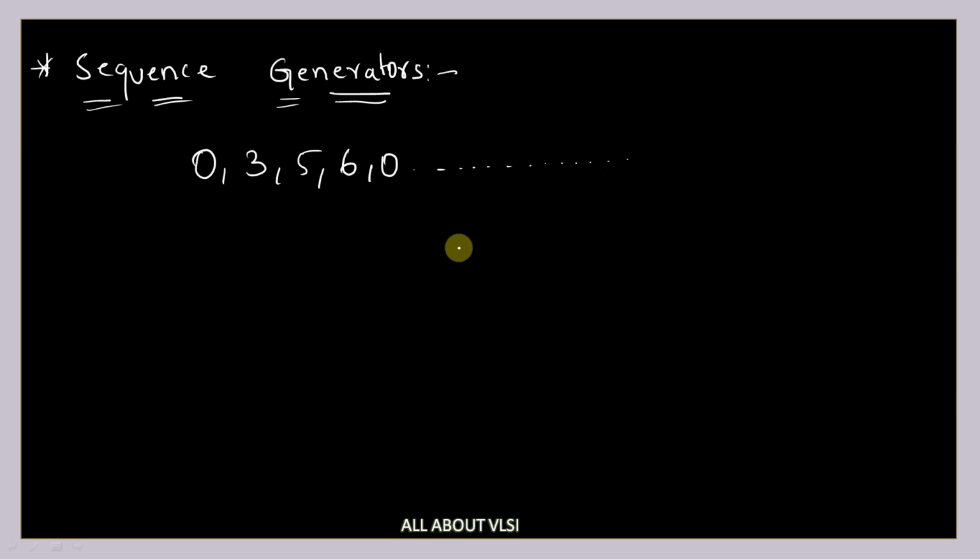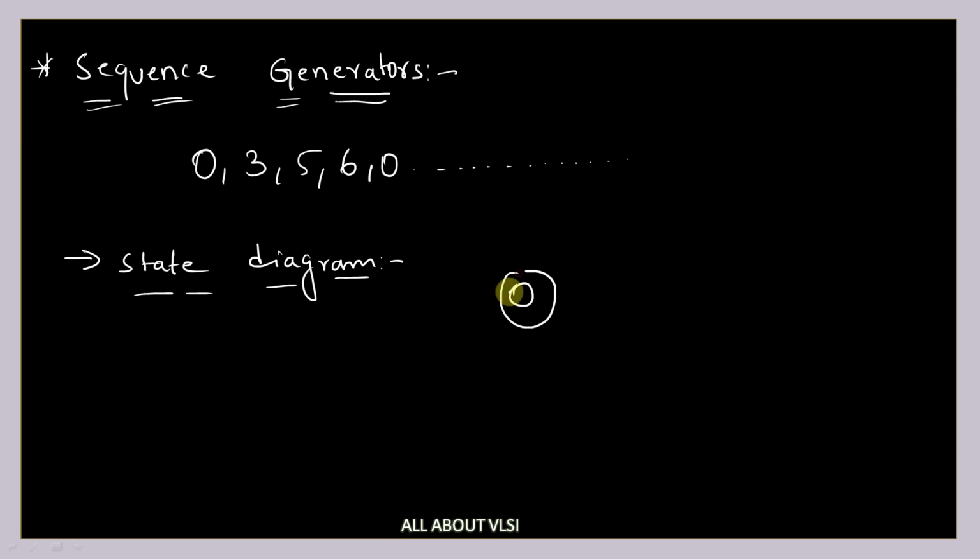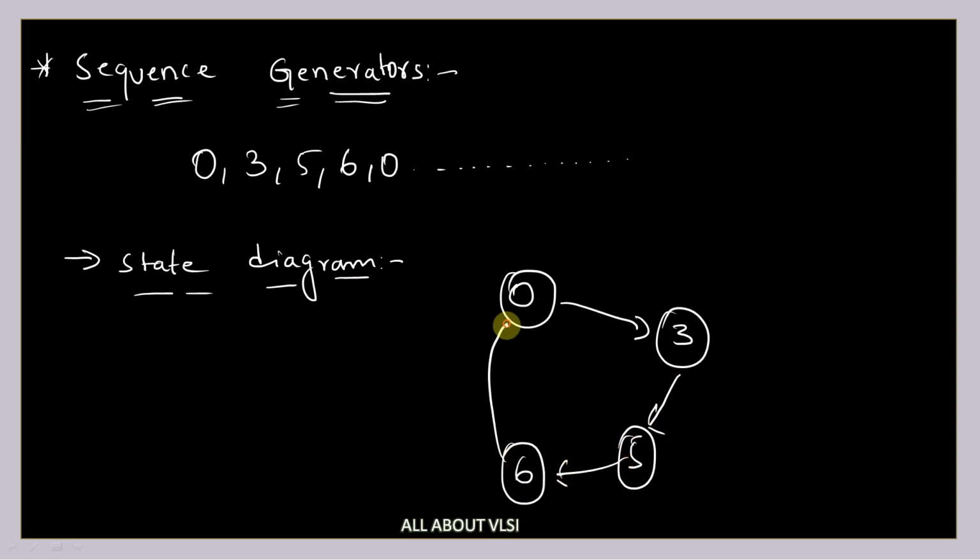So how to draw the state diagram? Let me draw it first. The initial state is 0, then it goes to 3, then to 5, followed by 6, and it comes back to 0. This is the state diagram of my sequence, which I am going to follow for designing my counter.